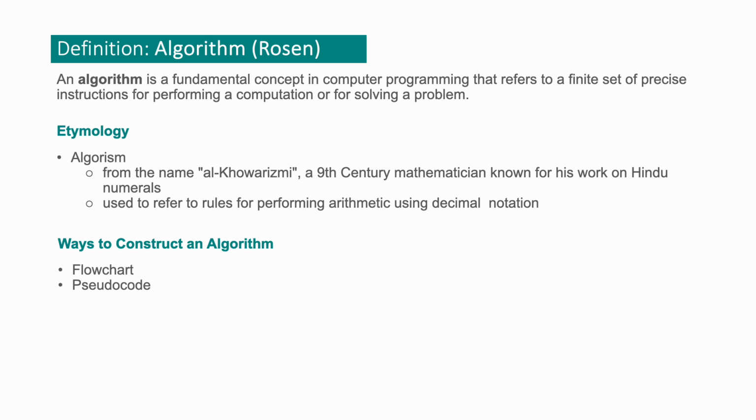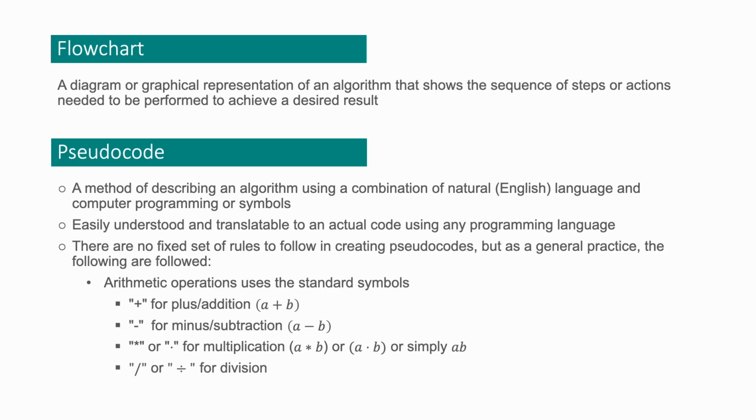Okay, so now there are a lot of ways to construct an algorithm. Two of the most popular ways are the flowchart and the pseudocode. I know that you've already learned about flowcharts in CMSC 10. So for CMSC 56, we focus on constructing pseudocodes. Okay, so just a quick review.